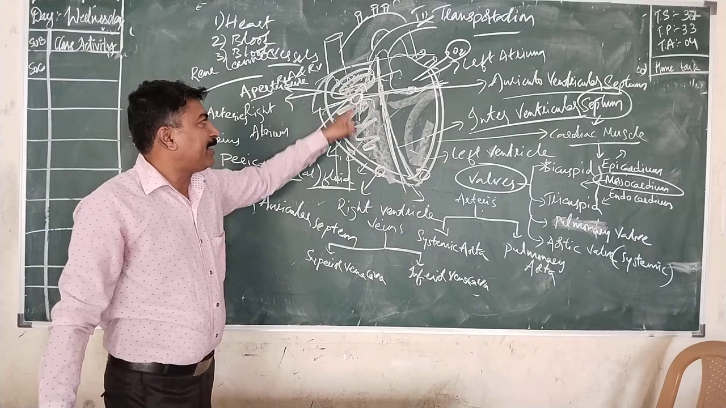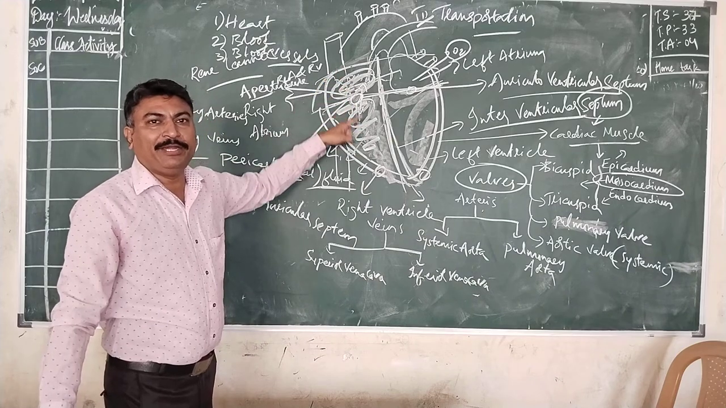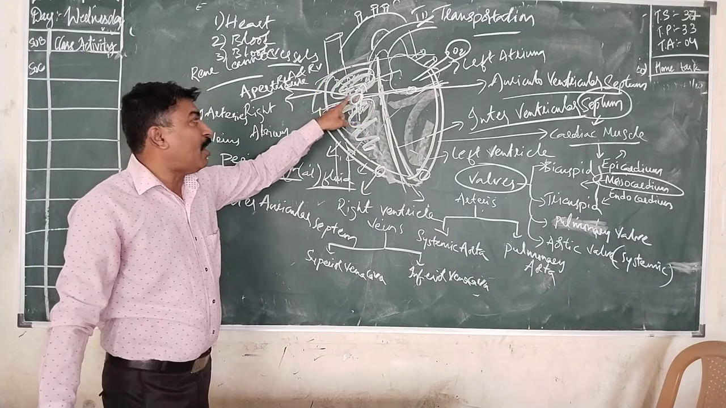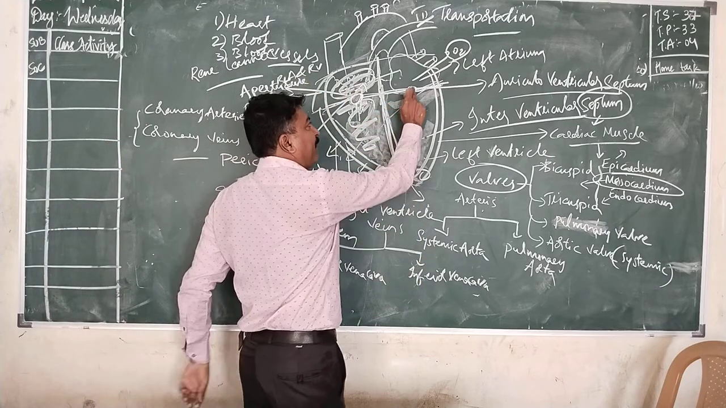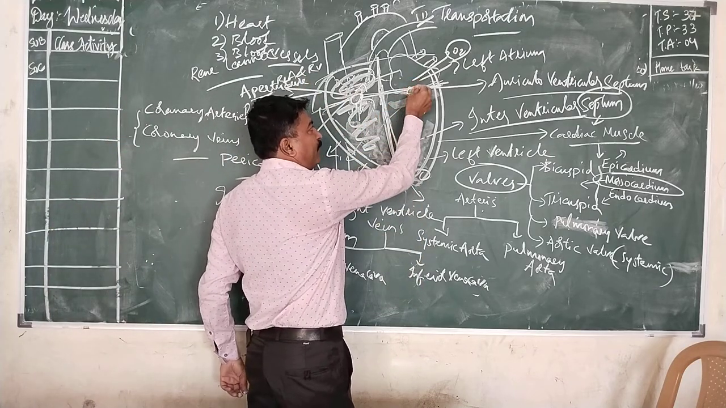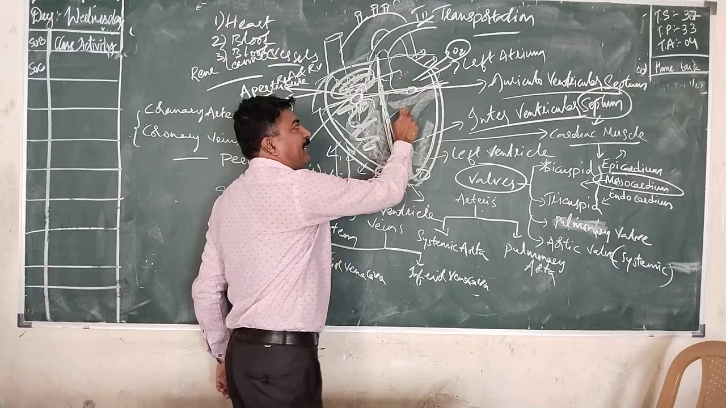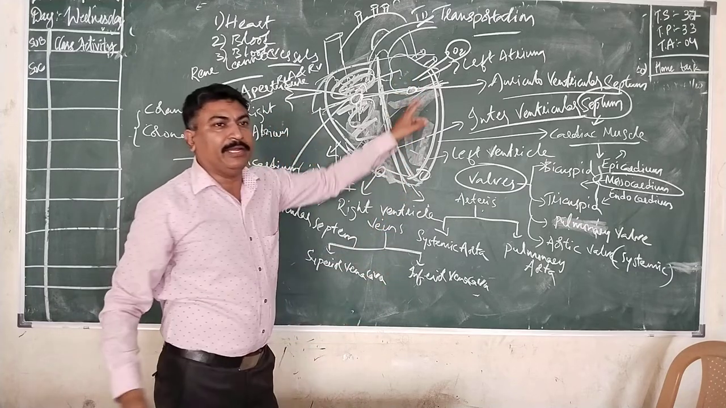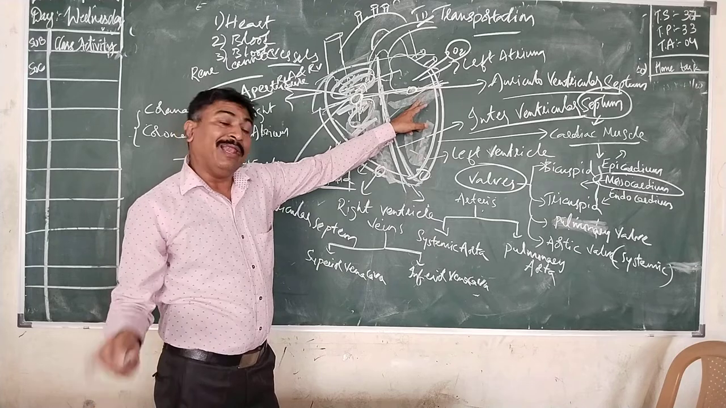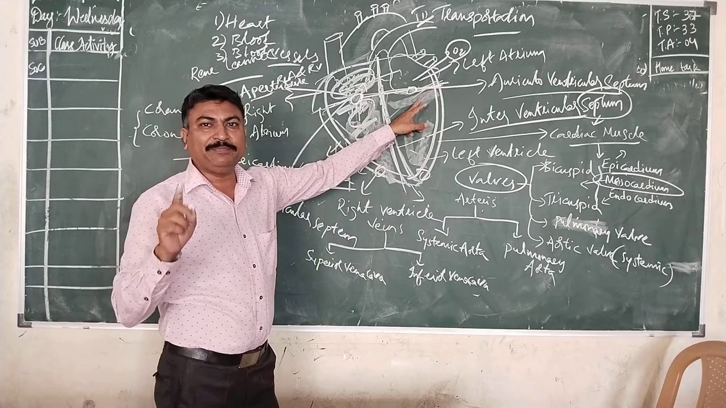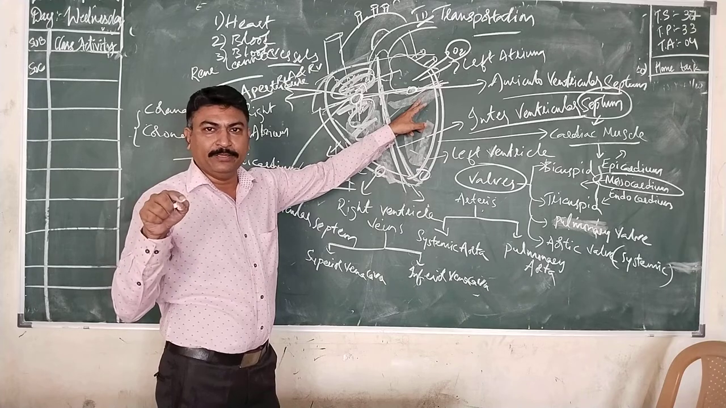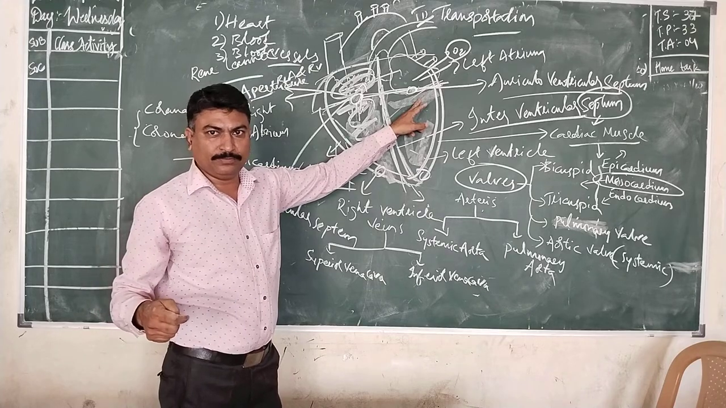The right auricle will pump the blood into the right ventricle through the right auriculoventricular aperture. Similarly, there is an opening or a vent in the wall between the left auricle and left ventricle. It is known as the left auriculoventricular aperture. Aperture means an opening or a vent through which the blood flows.